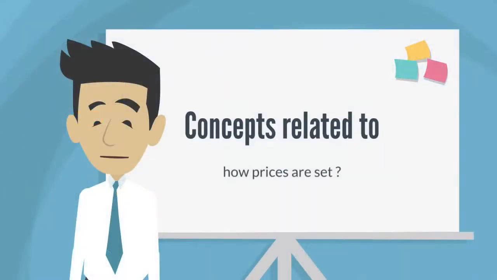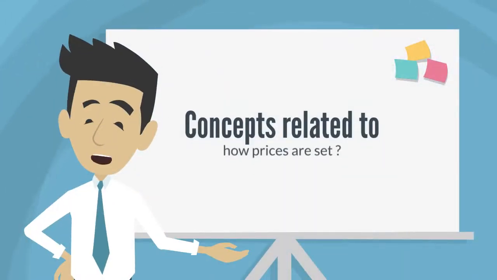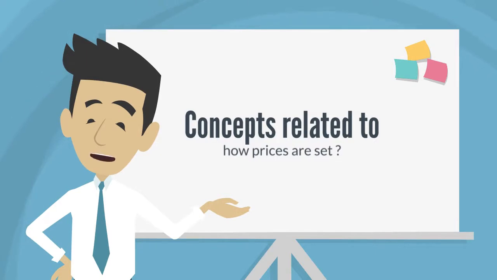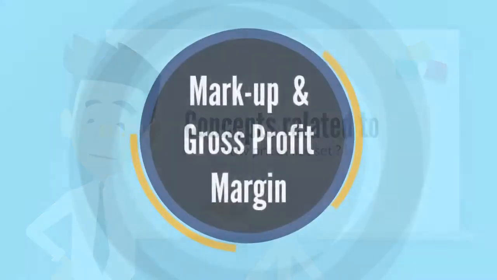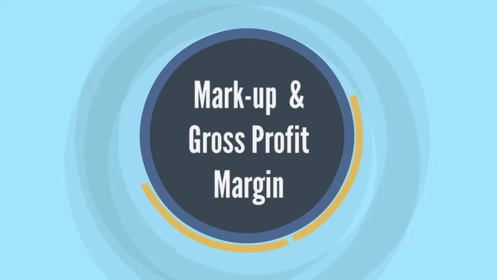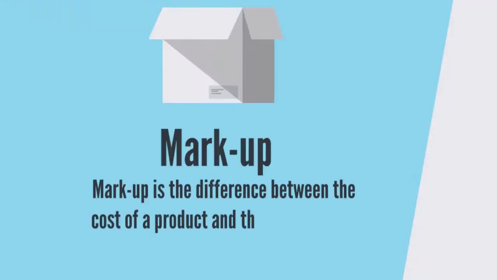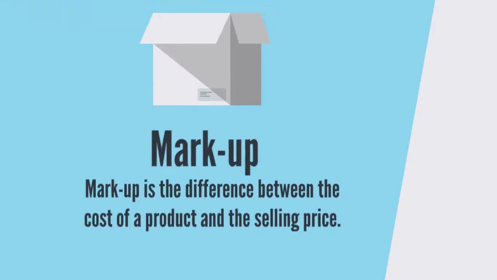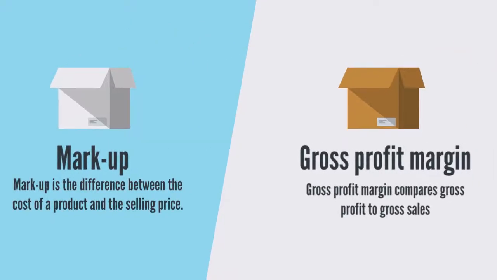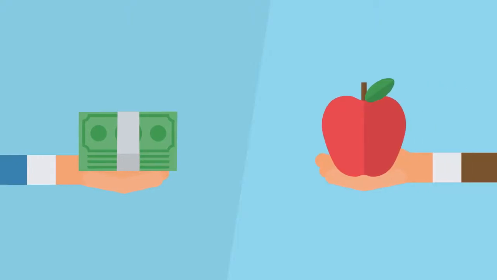To help your organization, you need to understand a couple of basic financial concepts related to how prices are set: markup and gross profit margin. Markup is the difference between the cost of a product and the selling price. Gross profit margin compares the gross profit to gross sales. Both concepts could be used when setting selling prices for your product.